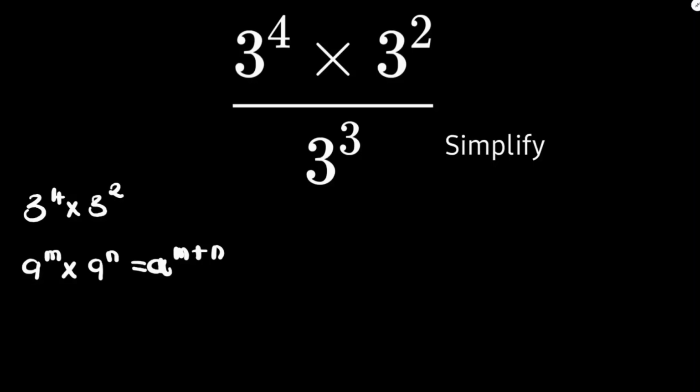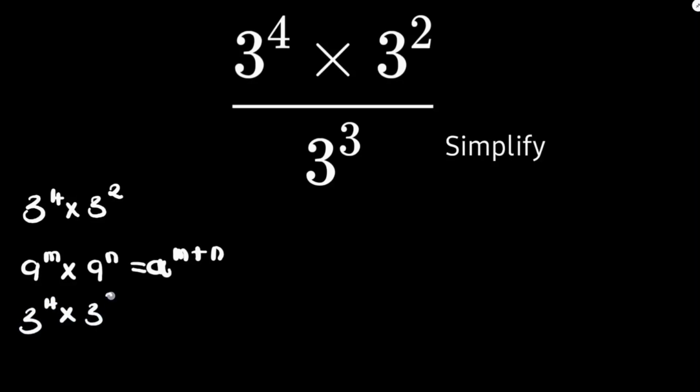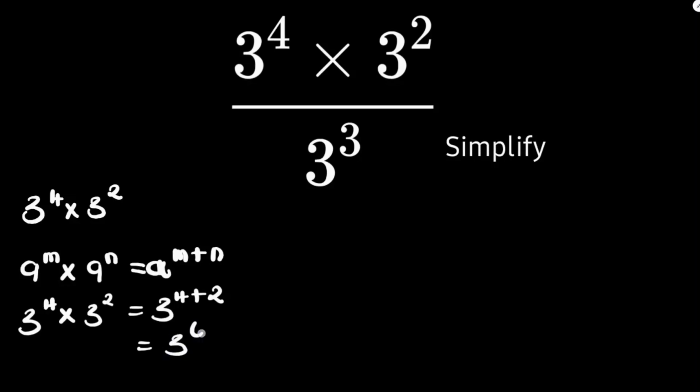Their bases are the same and it is multiplication. So if the bases are the same, we are going to add their powers. So from there, 3 to the power 4 times 3 to the power 2, we are going to have 3 to the power 4 plus 2. So now we have added their powers to get 3 to the power 6.